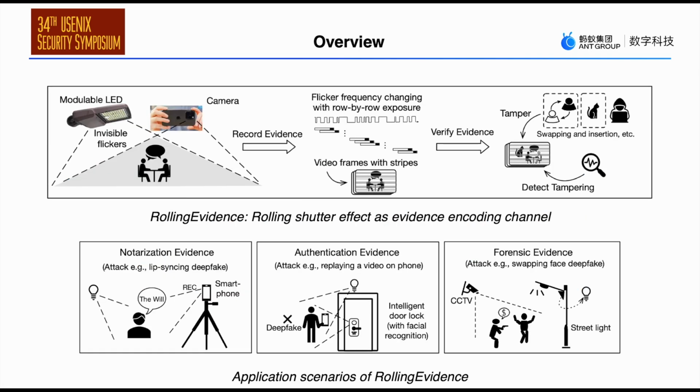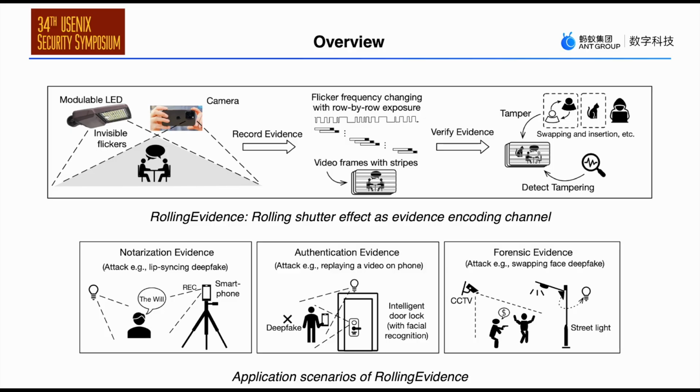Cameras are integral to modern life, capturing video evidence vital for legal, security, and justice applications. Yet advanced AI tools like Sora, Pika, and deepfakes threaten video integrity. RollingEvidence counters this by embedding invisible probes into video during recording.